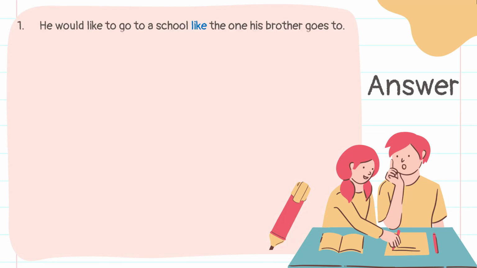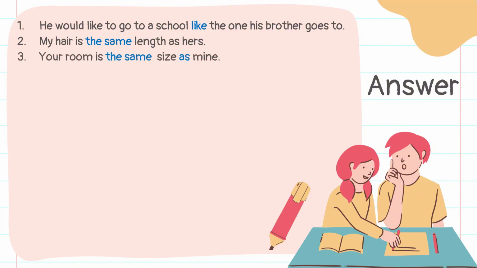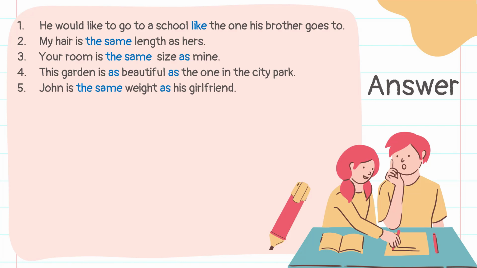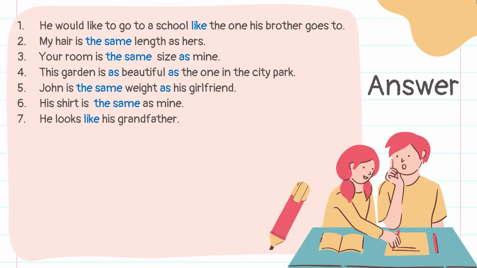Number 1, he would like to go to a school like the one his father goes to. Number 2, my hair is the same length as hers. Number 3, your room is the same size as mine. Number 4, this garden is as beautiful as the one in a city park. Number 5, John is the same bird as his girlfriend. Number 6, his shirt is the same as mine. Number 7, he looks like his grandfather. Number 8, this coat is as expensive as that one.